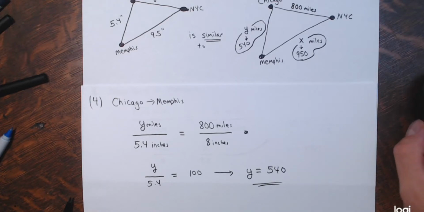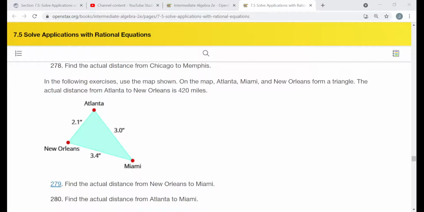All right. Next question, example 5, will be, instead of Chicago, Memphis, and New York, now it's Atlanta, New Orleans, and Miami. And a very similar picture here, right? We have a map, a triangle. Now this is on a map, right? See, it's on the map. It's 2.1 inches from Atlanta to New Orleans, and 3.4 inches from New Orleans to Miami, and 3 inches from Atlanta to Miami. And we are told that the actual distance from Atlanta to New Orleans is 420 miles.